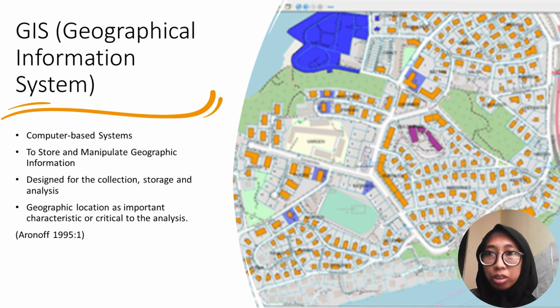Geographical Information Systems, hereafter GIS, are computer-based systems that are used to store and manipulate geographic information. A GIS is designed for the collection, storage, and analysis of objects and phenomena where geographic location is an important characteristic or critical to the analysis.